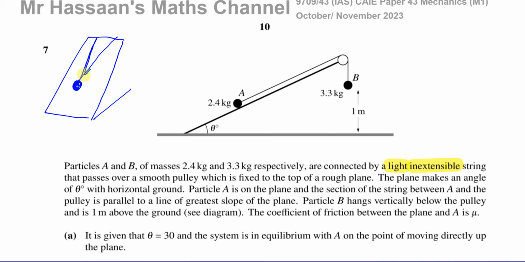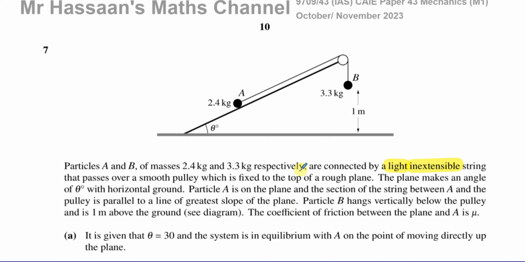So it's not diagonally going across. It's going straight up, parallel to the sides, the shortest distance between the particle and the top of the plane, not at an angle. That's what it means, something like that. So that's what it means here when it says parallel to the line of greatest slope of the plane. Particle B hangs vertically below the pulley and is 1 meter above the ground as shown in the diagram. The coefficient of friction between the plane and A is mu.